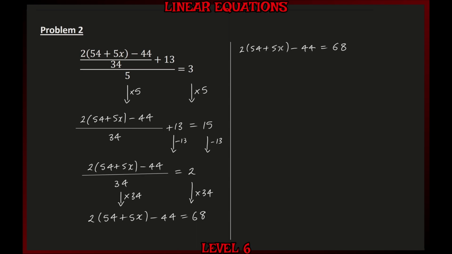Going back to the left again, we can now expand the bracket. So 2 multiplied by 54 is 108, and 2 multiplied by 5x gives us plus 10x, and we still have a minus 44 there, and an equals 68. Now still on the left, we can collect like terms and collect together the 108 and the minus 44, and this gives us 64, and we still have a plus 10x on that side, and that's equal to 68.